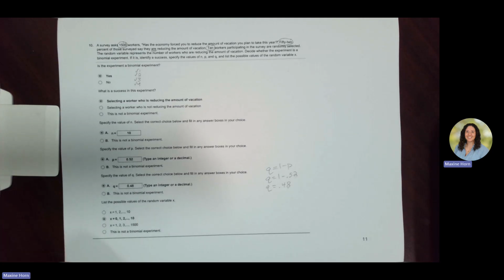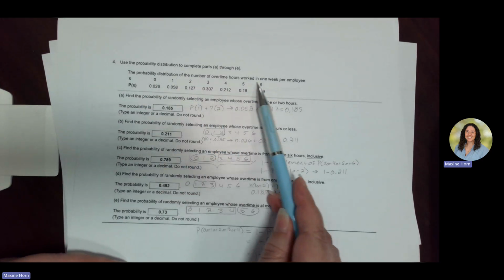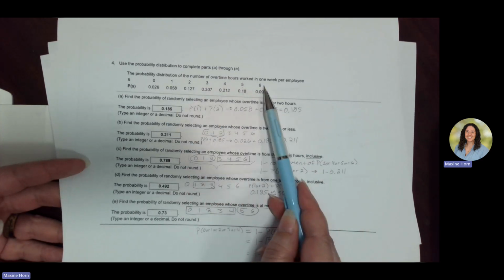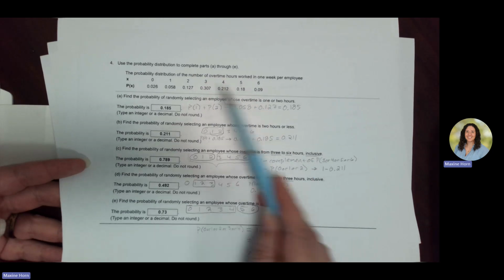And then list the possible values of the random variable x. They're saying, what are all the different options you can have here? Let's go back to number 4, the probability distribution of the number of overtime hours worked in 1 week per employee. They either had no overtime or 1 or 2 or 3 or 4 or 5 or 6 hours. Those were all of my possible values of x. That's all I had.